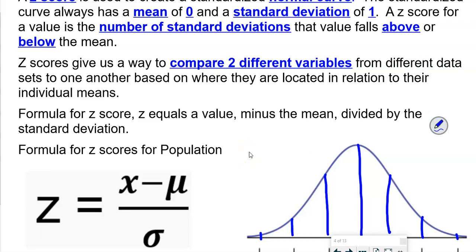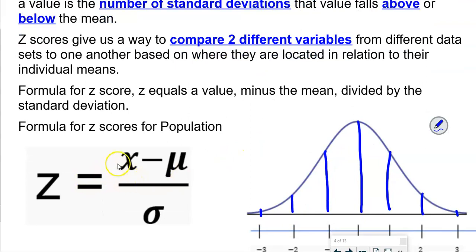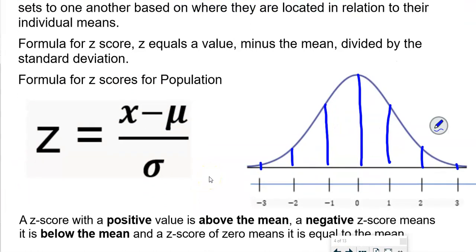So the formula for the z-score is z is equal to a value, that's what this x is, minus the mean, remember mu means mean, divided by the standard deviation. This is actually the formula that we use for finding the z-scores for population, okay? And this is on your formula sheet. A z-score with a positive value is above the mean, a negative z-score means it's below the mean, and a z-score of 0 means it's actually equal to the mean.